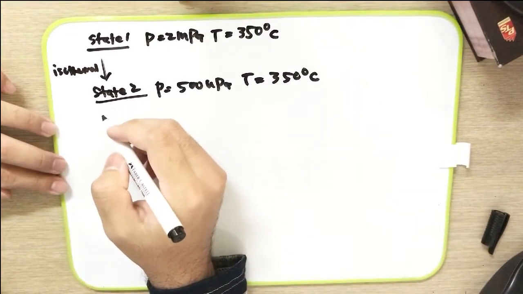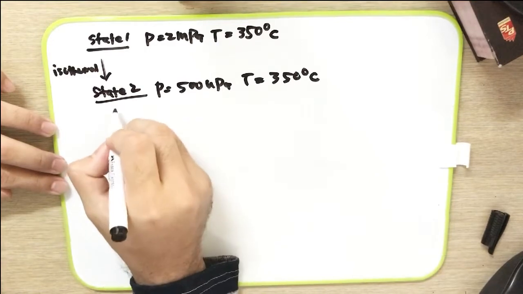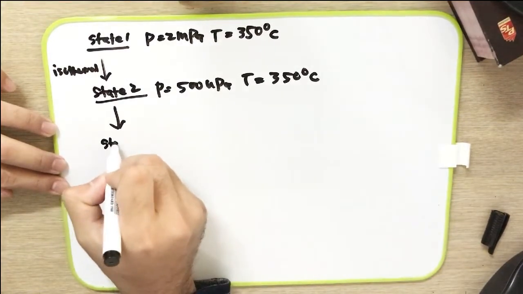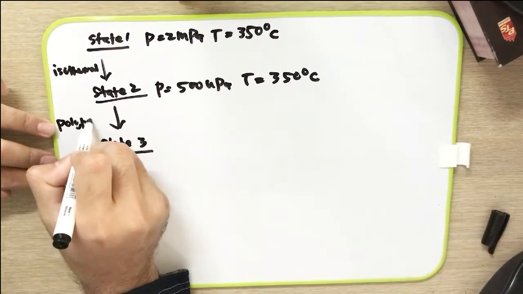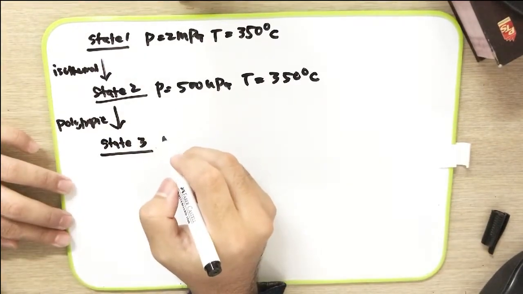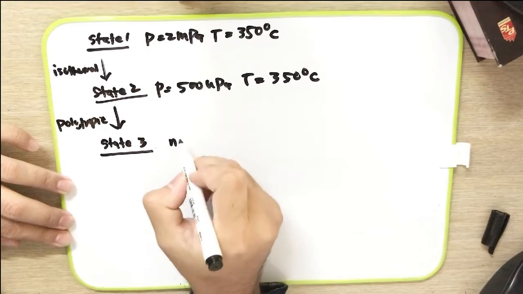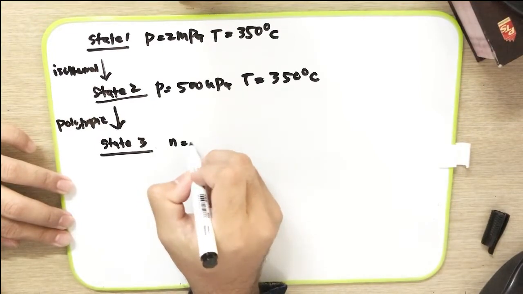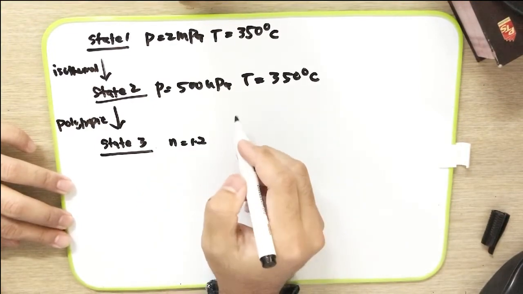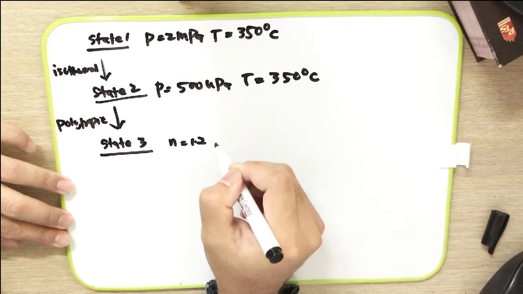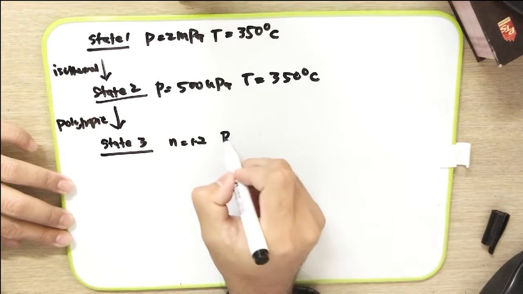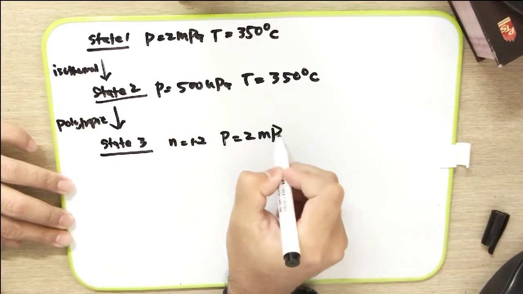Next, it is compressed polytropically. So it will go to state number 3. At this time, it happened polytropically. So at state 3, we know that the polytropic exponent is 1.2, and from this pressure, it will become the initial pressure, which is P equal to 2 megapascal.